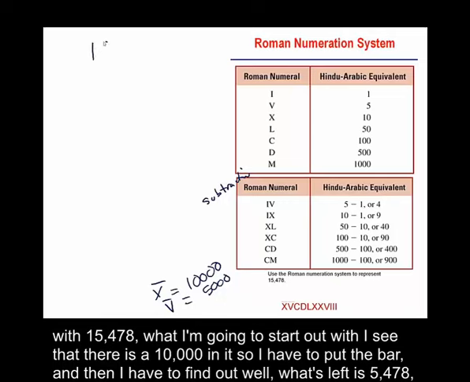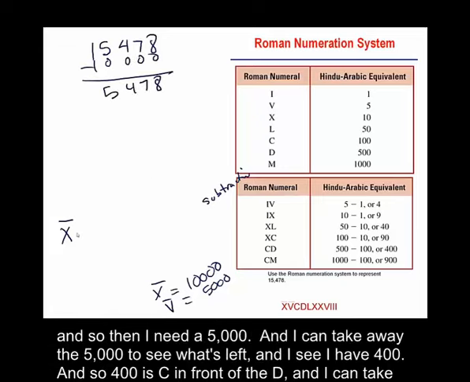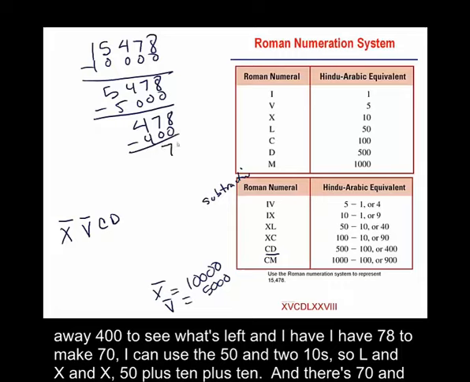So if we're going to work with 15,478, what I'm going to start out with is I see that there is a 10,000 in it, so I have to put the bar, and then I have to find out what's left, which is 5,478. So then I need a 5,000, and I can take away the 5,000 to see what's left, and I see I have 400, and 400 is C in front of the D, and I can take away 400 to see what's left, and I have 78.